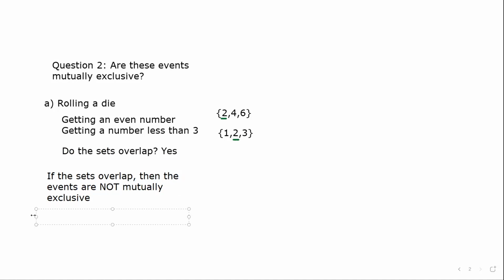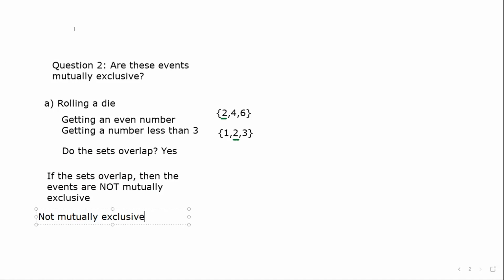So in part A, we would say not mutually exclusive. You can just write no, but I want to be clear, so I put no, the sets overlap. So they're not mutually exclusive. That's the only little bit of terminology that sometimes messes students up. If they're mutually exclusive, they should be totally separate from each other. Okay, let's look at B and see what B says.